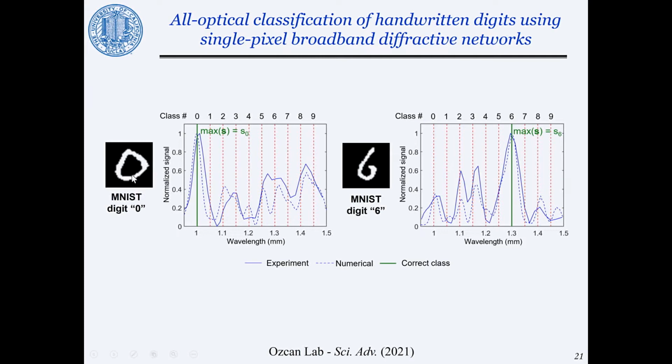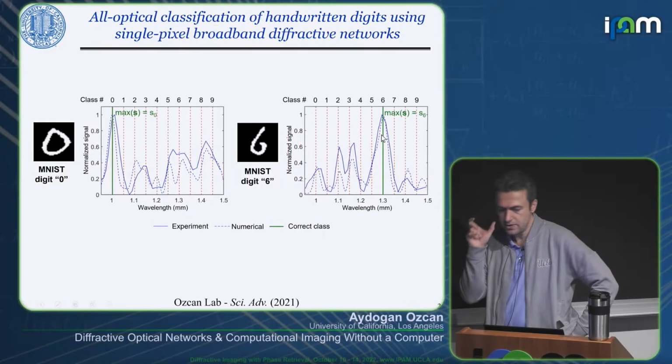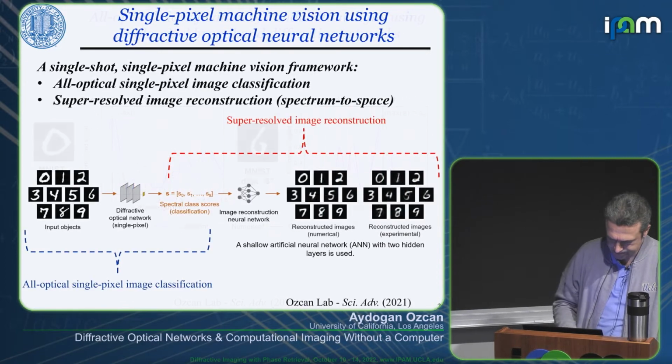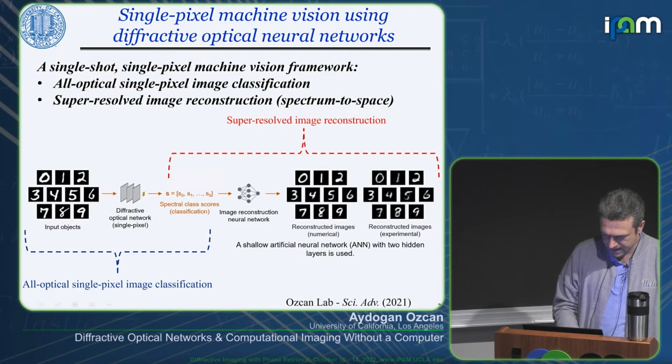It's showing generalization. If you have a new handwritten digit 0 at the input, you have this wavelength, the 1 millimeter wavelength, which is representing class 0, has the maximum number of photons from that single pixel aperture. Same idea with number 6. So you do actually classification with those 10 spectral class scores through a single pixel aperture.